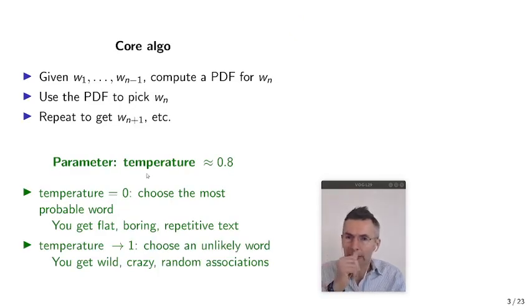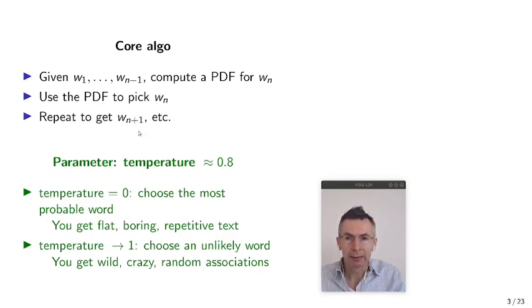So let me start with the core algorithm then. The core idea of GPT is an algorithm that takes as input a sequence of words. So here we have n-1 words, and it computes a probability density function for the nth word, for the following word. And then it uses the probability density function to pick that nth word. And now we have a sequence of n words. We can repeat that procedure to get the n+1th word and then the n+2th word and so on.